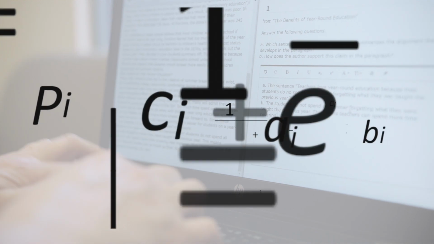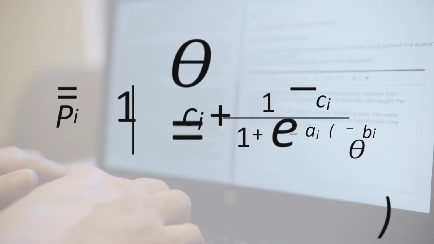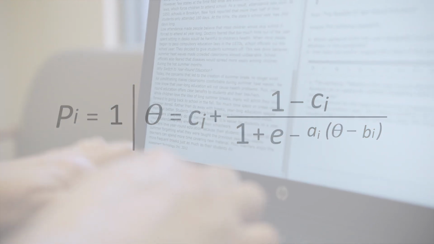Item response theory, or IRT, is an approach to designing and scoring assessments. IRT is used by virtually every major educational test, including state tests, PARCC, and SBAC, as well as college and career readiness tests like SAT and ACT.